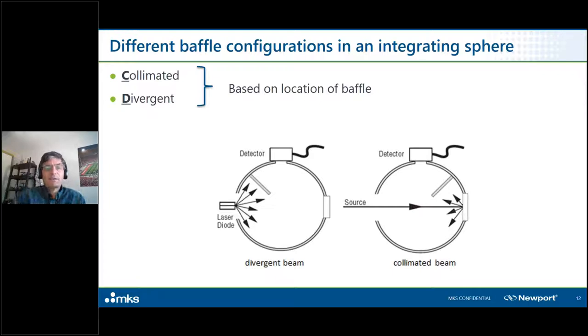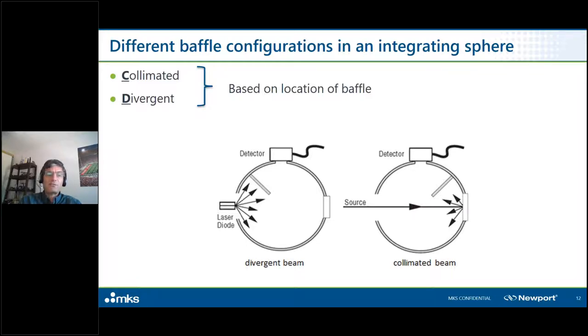One thing to keep in mind is integrating spheres have baffles in them. You can see that on the left, if the beam is coming in from the laser diode, certain light from that laser diode will hit the sphere directly without any multiple reflections. And so a baffle is put into the sphere to prevent that from happening.